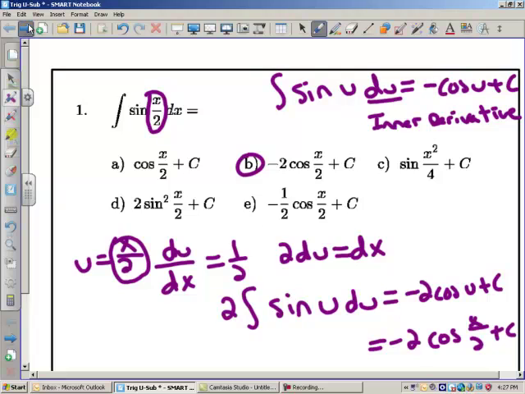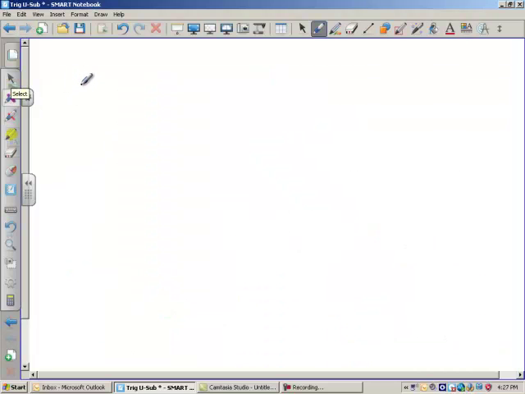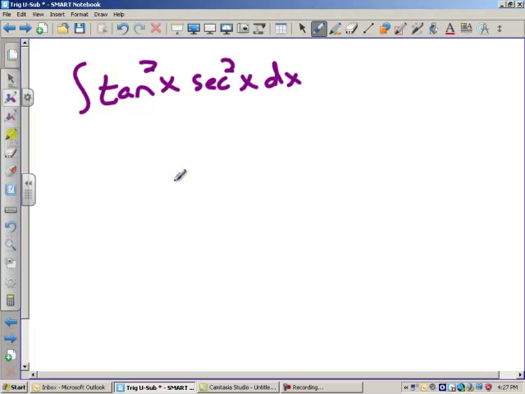Okay, I want to do one that is something you're going to see tomorrow, and that's the integral of tangent squared x times secant squared x. Now this one you're going to have to think about which one of these functions is a derivative of the other one. So you're going to have to remember some derivatives. The derivative of secant is secant tangent, and the derivative of tangent is secant squared. So knowing that, this is probably going to be the inner derivative.